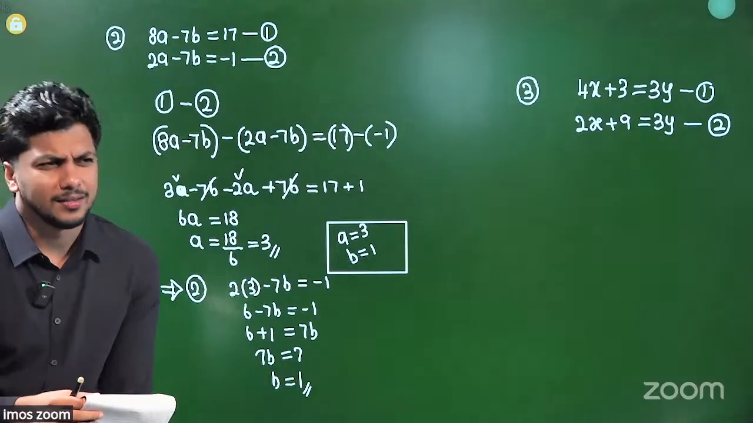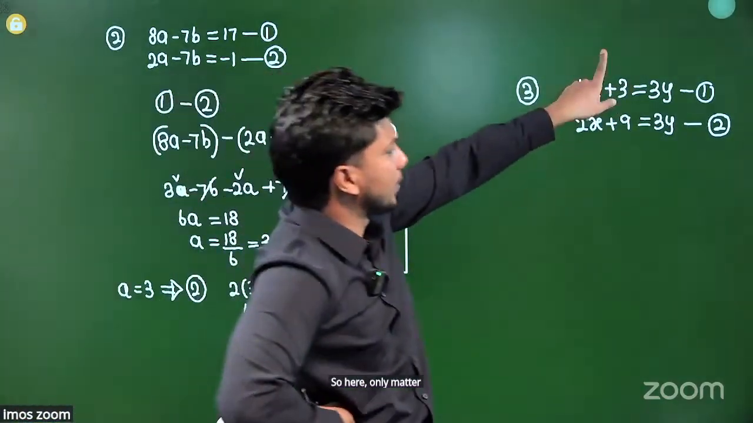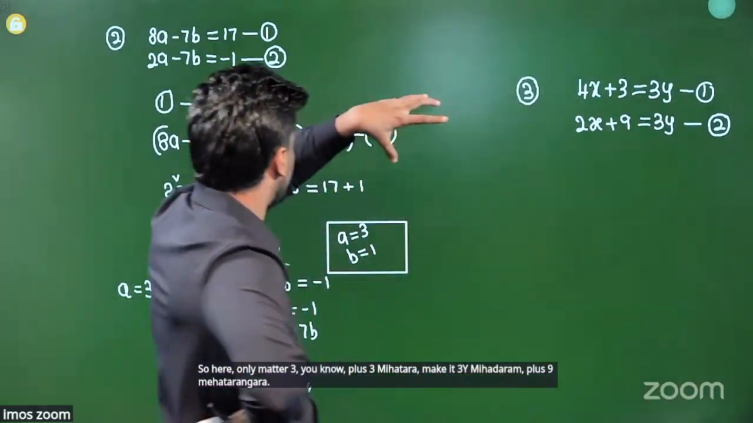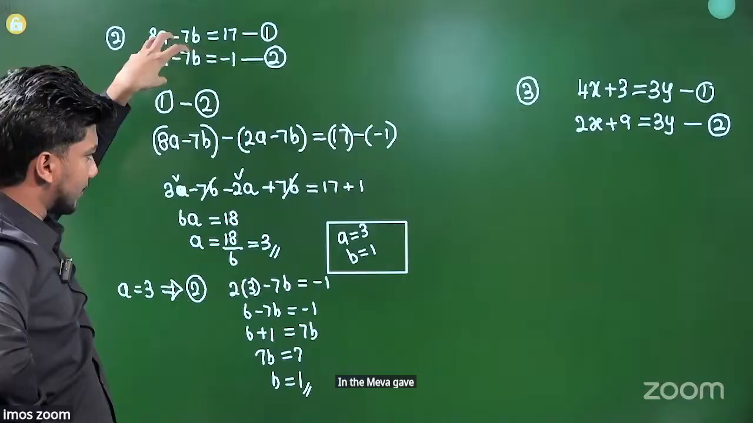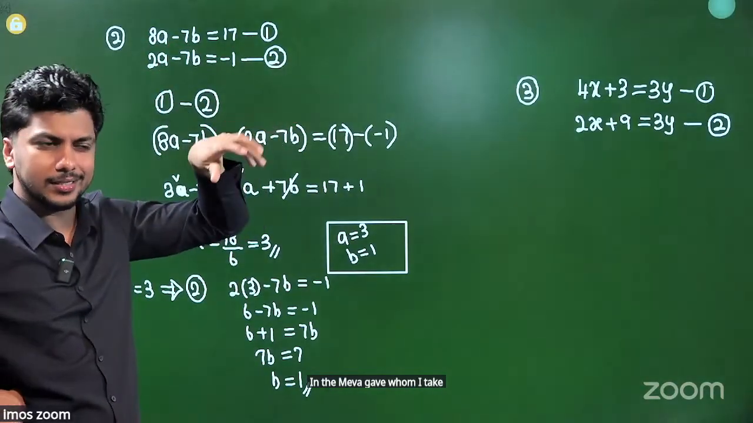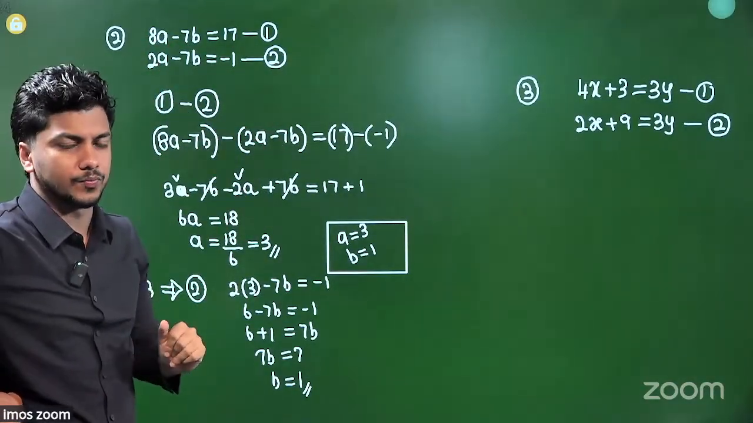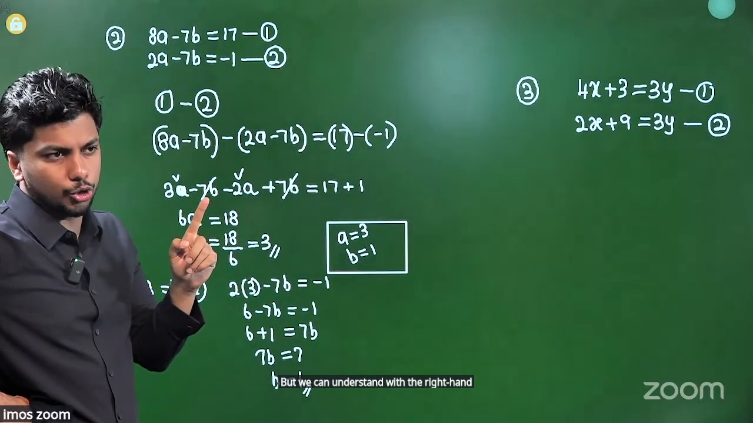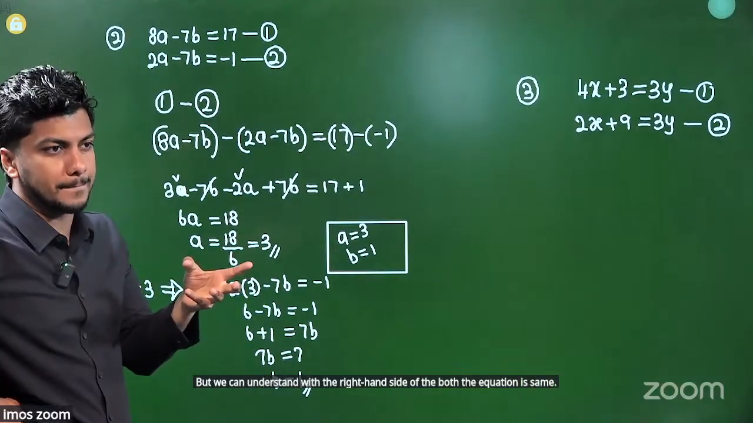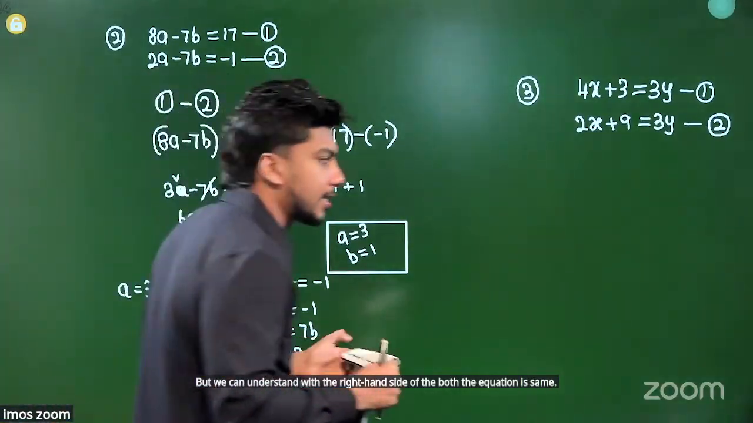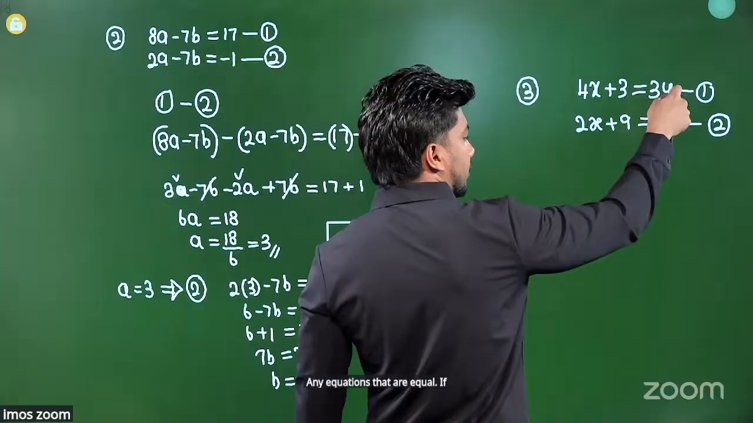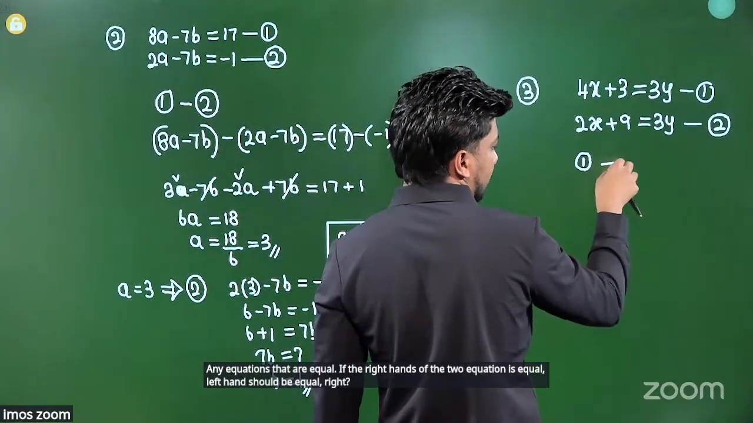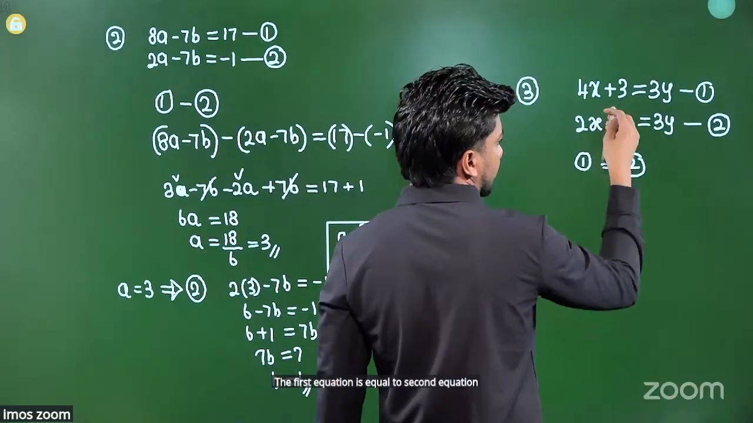So here, if I want, I can take the 3y to this side and the plus 3 to the other side, and do the same with the second equation, in that kind of format. There's no problem. But we can understand the right hand side of both equations is the same. If the right hand sides of the two equations are equal, the left hand sides should be equal, right? The first equation is equal to the second equation.